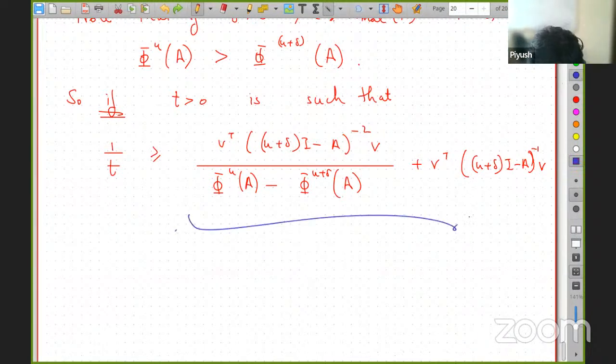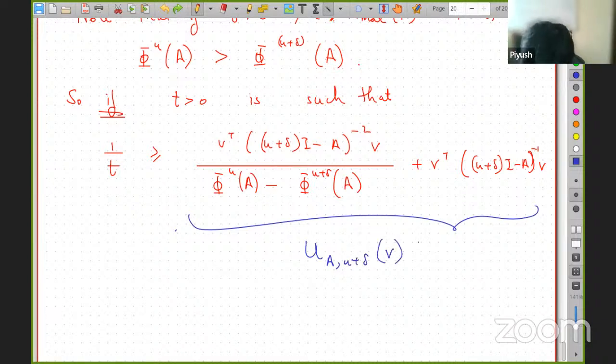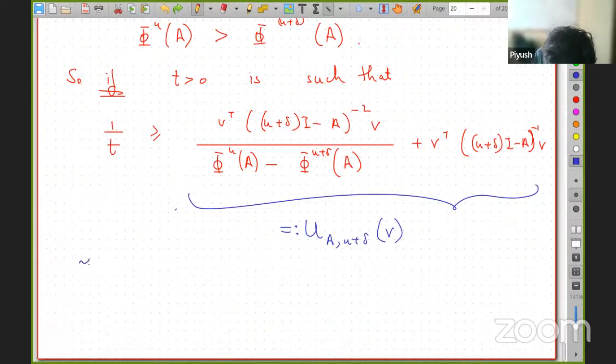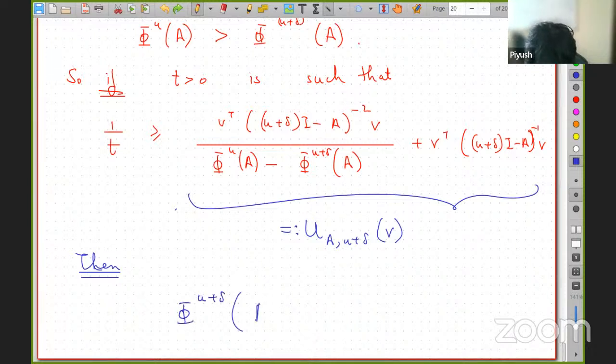So this we will call u. This will be defined to be u a u plus delta. So if t is such, then phi of u plus delta a plus t v transpose is less than phi of u. So this is just algebra.